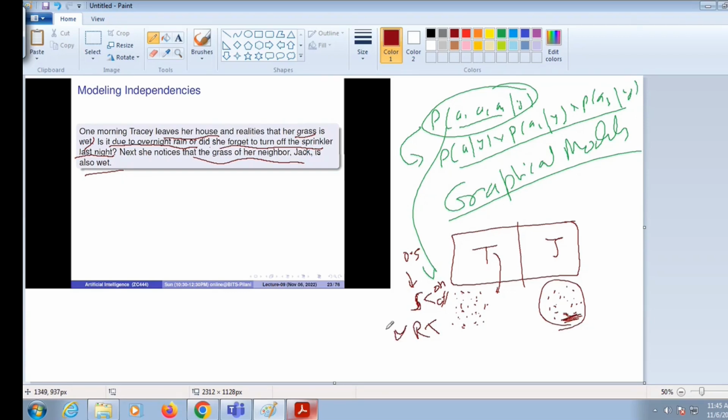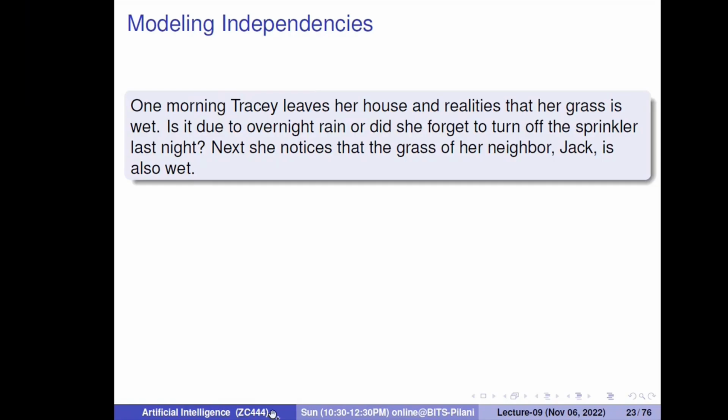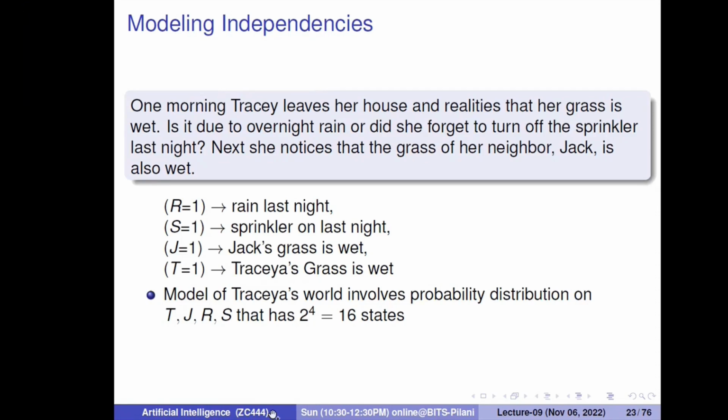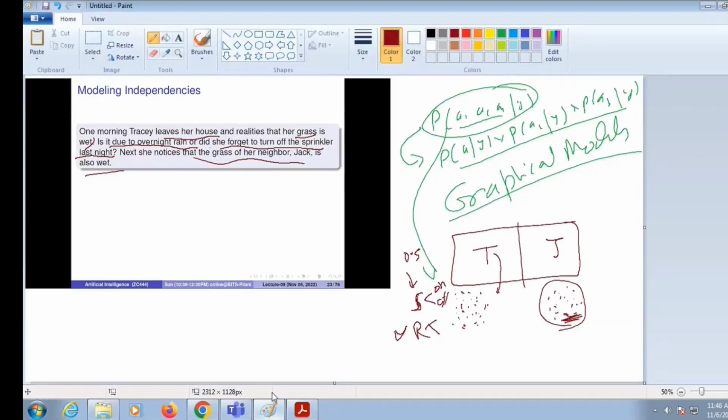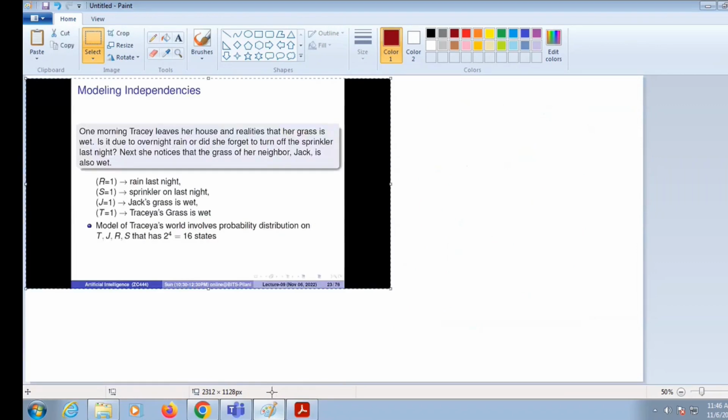In this particular setting, let me define some variables. R equal to 1 means it rained last night. Simply, R means rain last night, not R means no rain. S means the sprinkler was on last night. J means Jack's grass is wet, and T means Tracy's grass is wet. So these are the four conditions. How can you model this? All these variables you can assign a value. How many variables do you have?